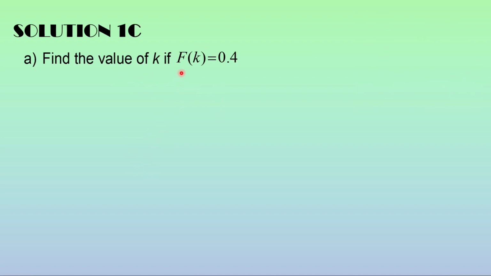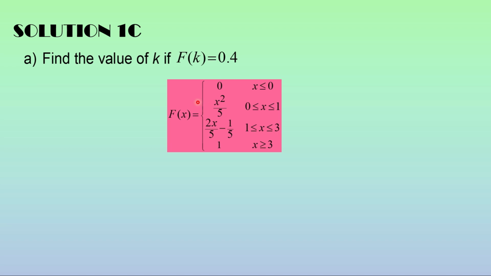Find the value of k if F of k is equal to 0.4. This is the cumulative distribution function or CDF. k is the value of x somewhere in the interval from negative infinity to infinity of the CDF, and 0.4 is the value of F at a point of x.